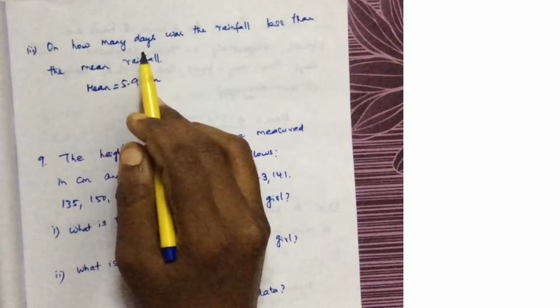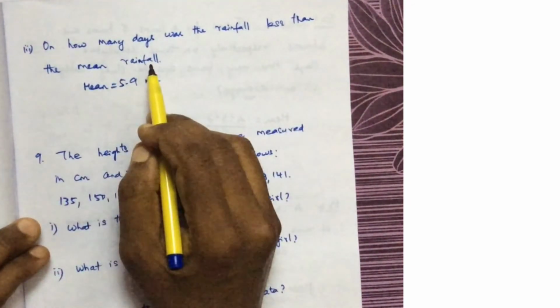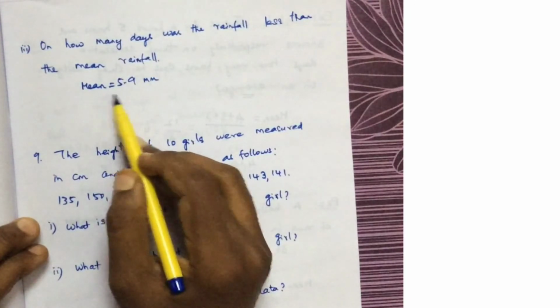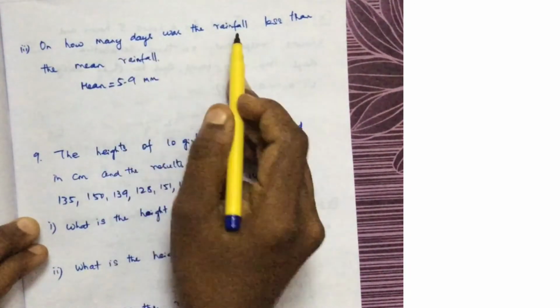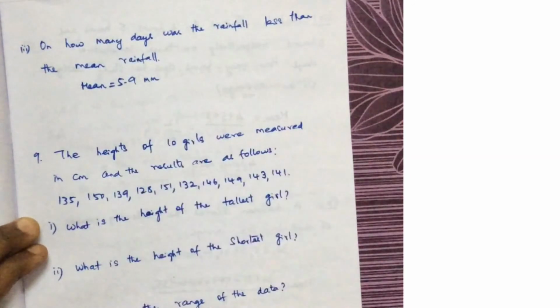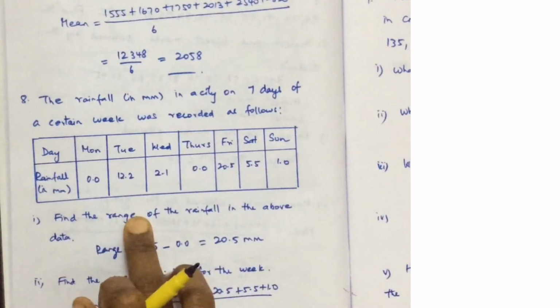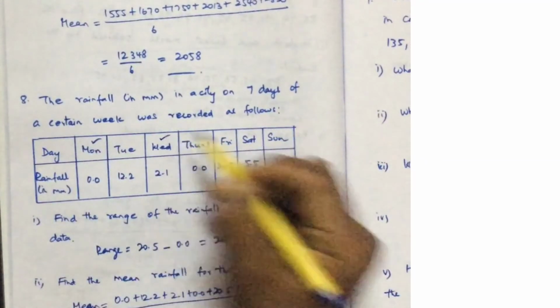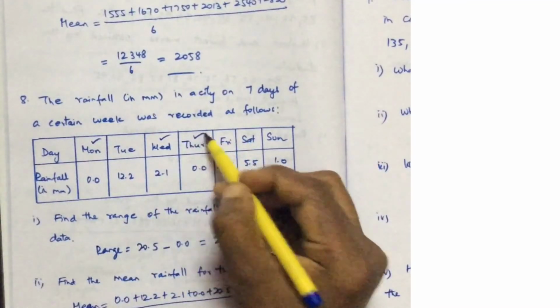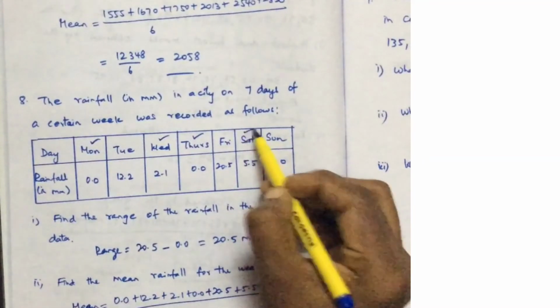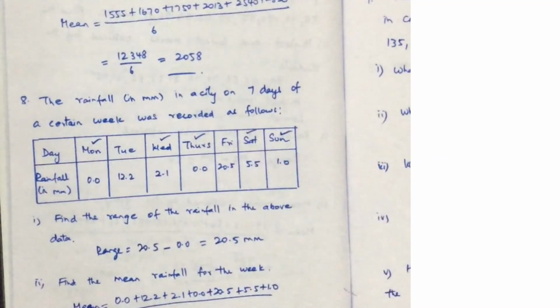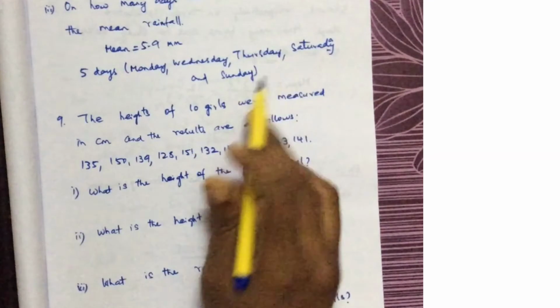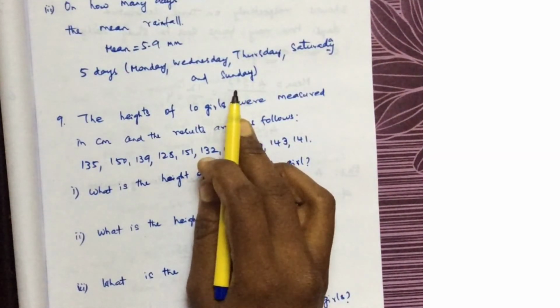Question is, on how many days was the rainfall less than the mean rainfall? Okay, the mean rainfall we just calculated is 5.9 mm. So we have to find how many days the rainfall was less than this 5.9 mm. That is Monday, Wednesday and Thursday, and also Saturday and Sunday. These are the days there is rainfall which is less than 5.9 mm. So there are 5 days, Monday, Wednesday, Thursday, Saturday and Sunday, when rainfall is less than the mean rainfall of 5.9 mm.